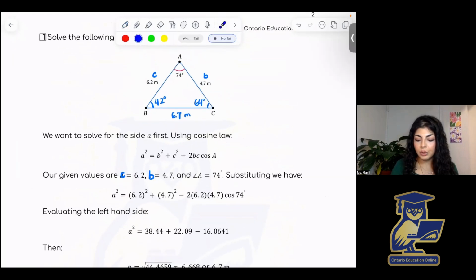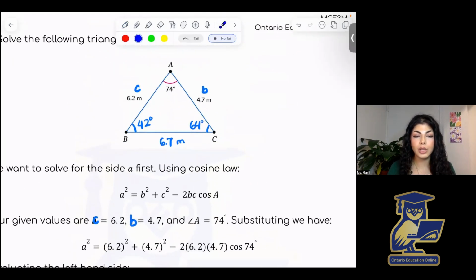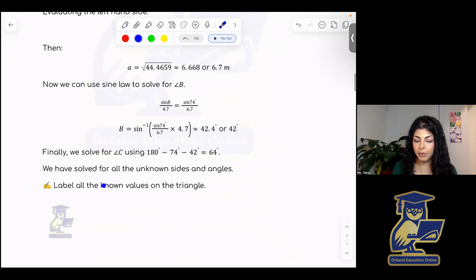And again, I do label all of my side lengths and angles on the diagram because this is my concluding statement for these problems. Instead of writing out all the values one by one, I can just label my diagram and I've solved for the triangle. And if you haven't labeled already, please make sure you are labeling all the known values now.